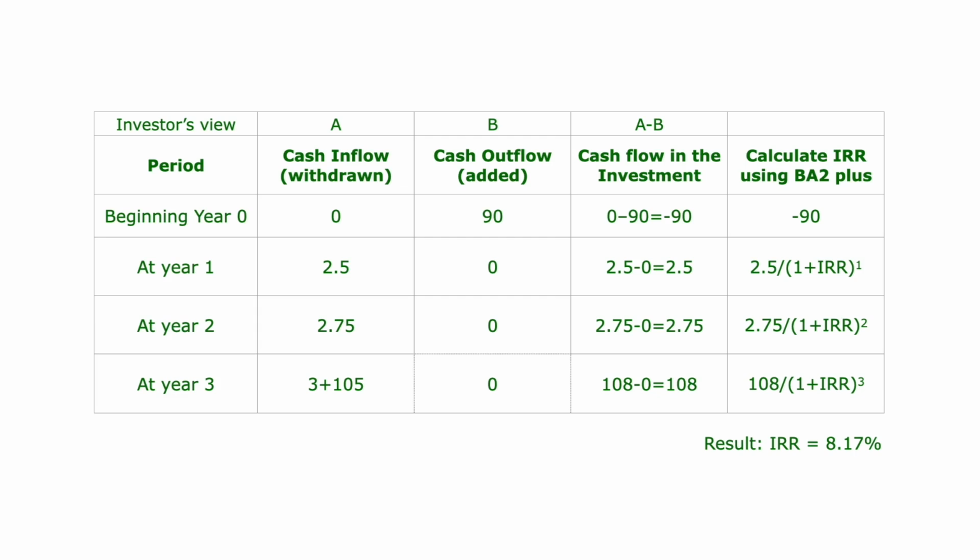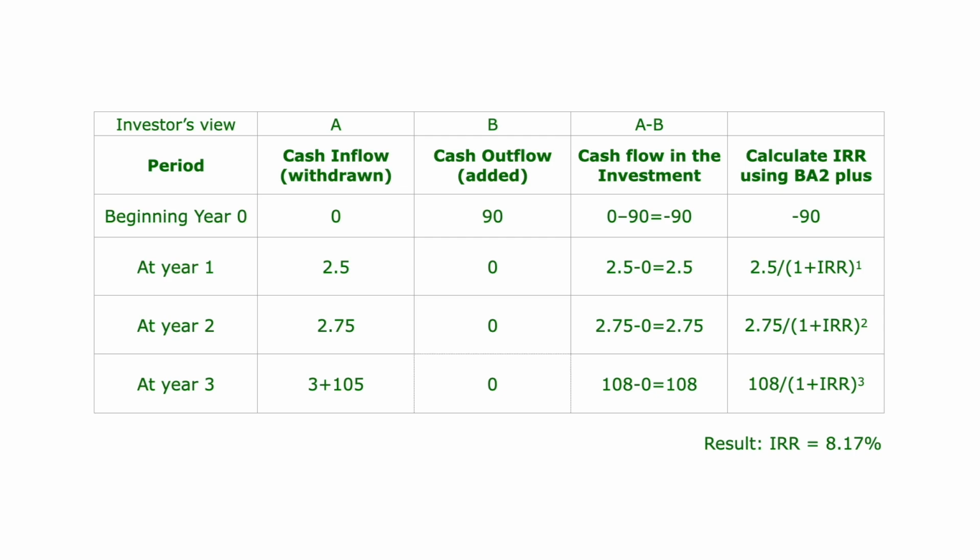Cash inflow at year 1 is 2.5, the dividend. Cash outflow at year 1 is none. So cash flow at year 1, or CF1, is 2.5 minus 0 equals 2.5. Year 2 is the same.